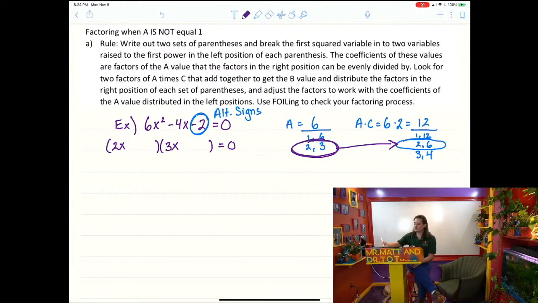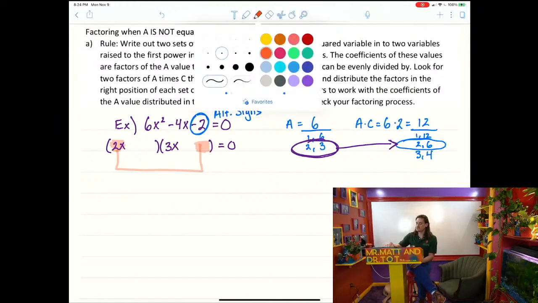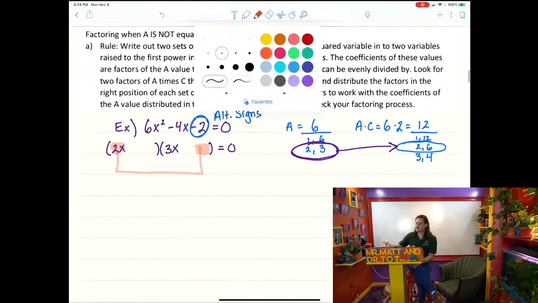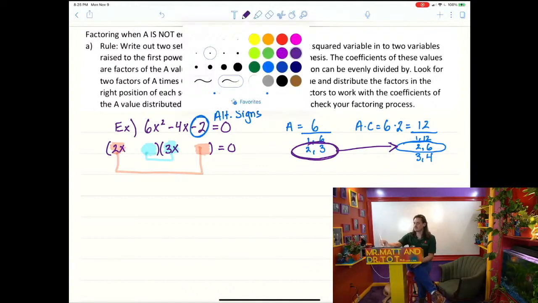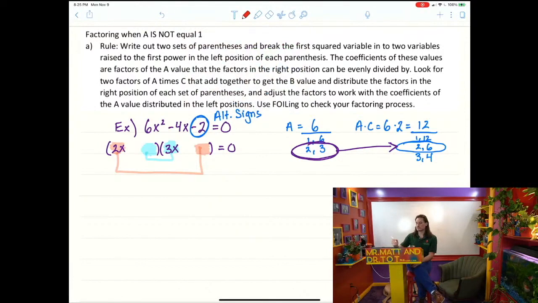I need to be able to recognize that the outer times the outer, that 2 is going to affect the other outer position. Oops, I'm sorry. And then I also need to understand that this 3x, that coefficient of 3, is going to affect these inner positions. So when I choose my factors, I have to choose the placement carefully because I want the 6, which is divisible by 3, to be associated with the 3. I want the 2 to associate with the 2.